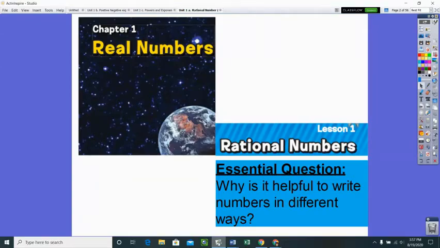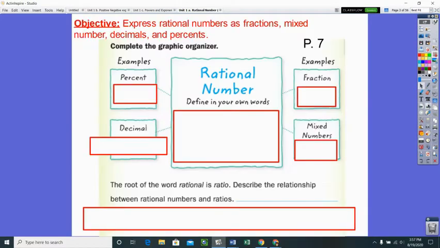So, we're going to start our eighth grade mathematical journey today with a discussion of rational numbers. Don't be surprised if the concepts in this video are familiar. It is basically a review lesson to get started. Our essential question throughout the unit is, why is it helpful to write numbers in different ways? And we're going to start today by talking about expressing rational numbers as fractions, mixed numbers, decimals, and percents.